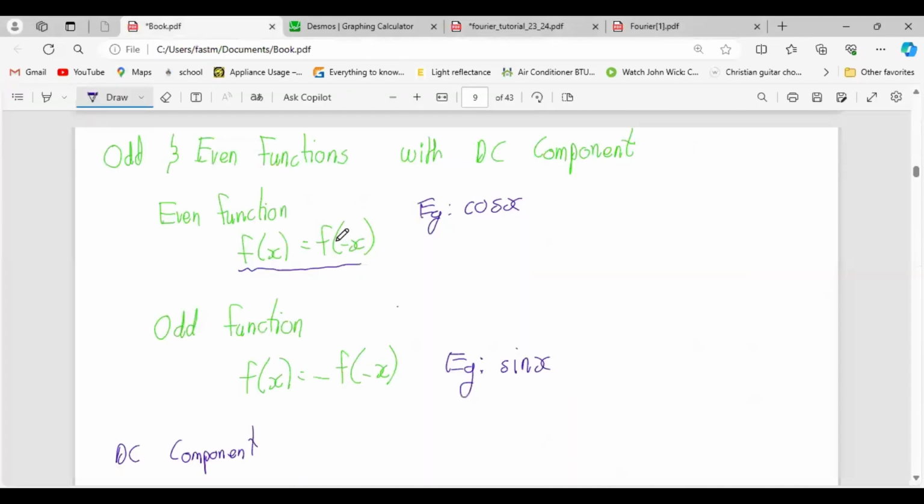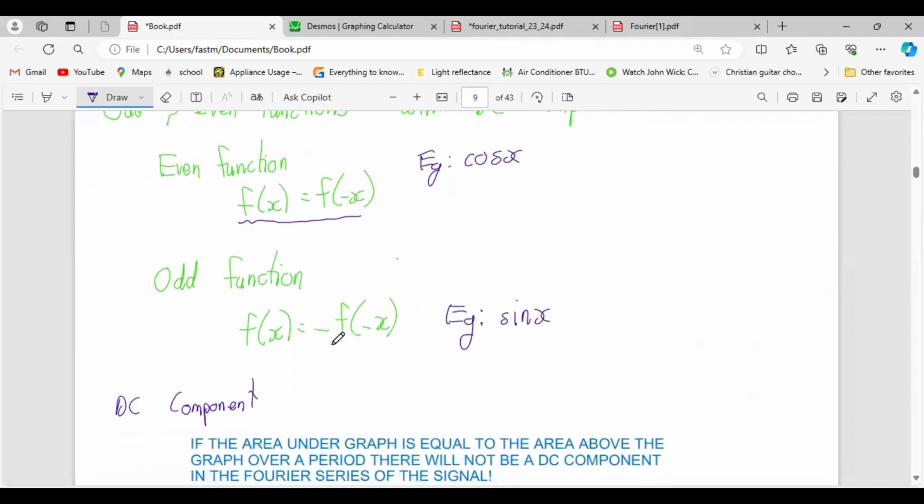So let's go across here. So even function, example cos, is f of x equal to f of minus x. The other function that you need to know is an odd function, right? And an odd function is f of x equal to minus f of minus x.